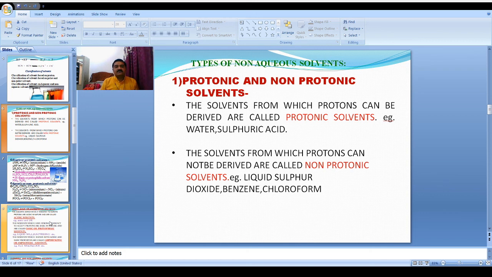Protonic solvent means the solvent from which the protons can be derived. For example, water and sulfuric acid. If we ionize water and sulfuric acid, it gives H positive as well as OH negative, and twice H positive and SO4 2 negative. So this is the protonic solvent. Next, non-protonic: from this solvent, protons cannot be derived, and such examples are liquid sulfur dioxide, benzene, and chloroform.